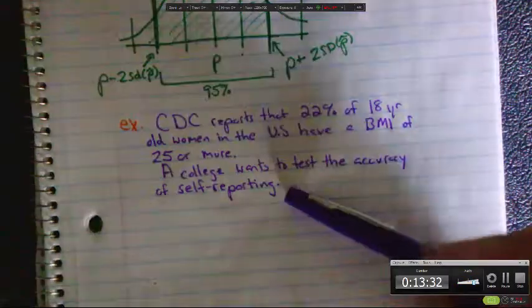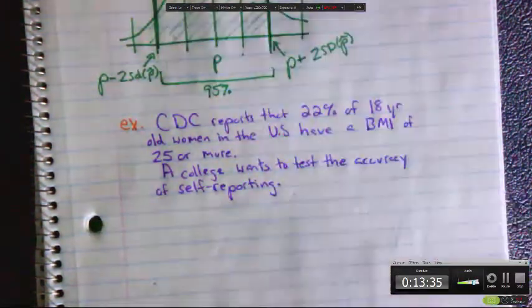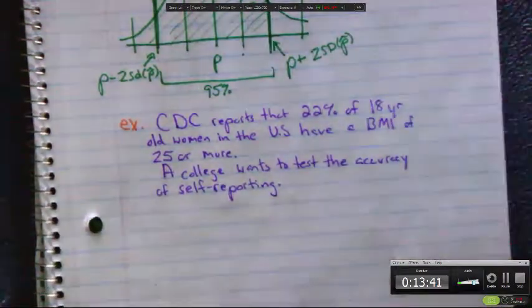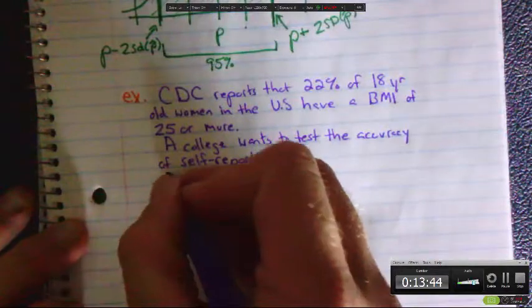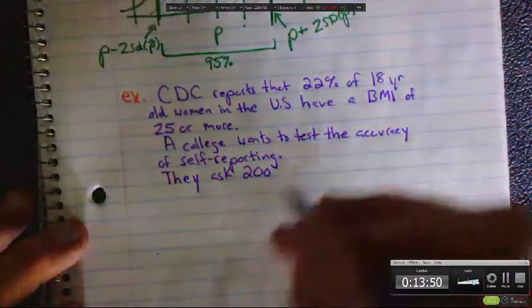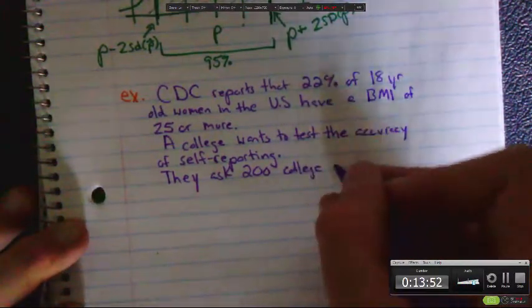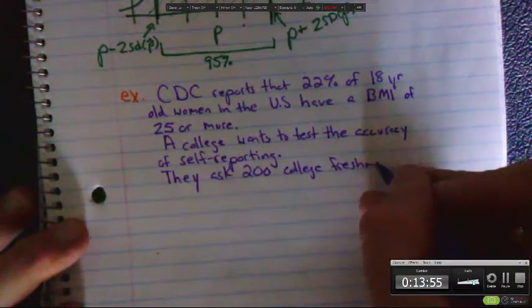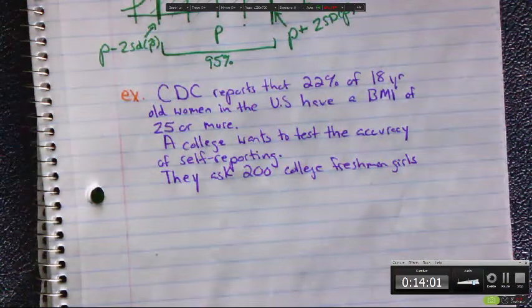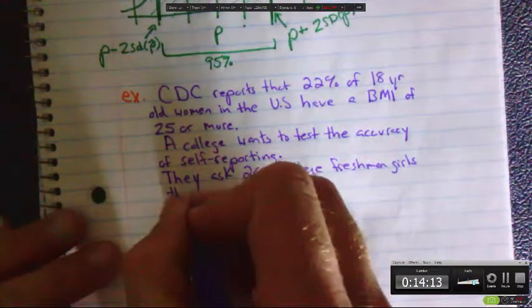Does it seem like, given the opportunity to report their weight, are they giving an accurate measurement? Or does it seem like the girls of interest are reporting either light or heavy? Okay? So they asked 200 college freshmen. Does it matter if they're self-conscious about their weight? When you pick them randomly, you don't know if they are or not. No. They asked 200 college freshman girls their BMI.